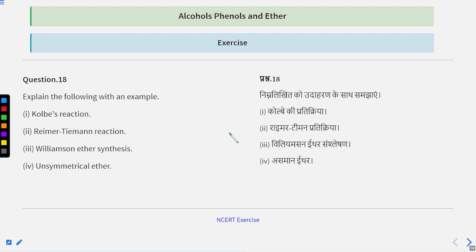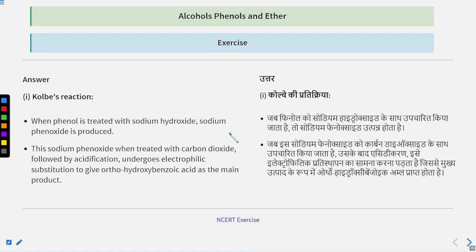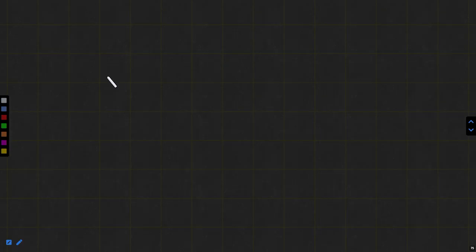After that, we have to explain the following reaction. This is just a simple theoretical question. We will see how it will happen. First one is Kolbe's reaction. In Kolbe's reaction, the phenol is treated with sodium hydroxide to form sodium phenoxide, and the formed O minus, that phenoxide ion, if you treat it with carbon dioxide, then it results in the formation of carboxylic acid. So how does it go?